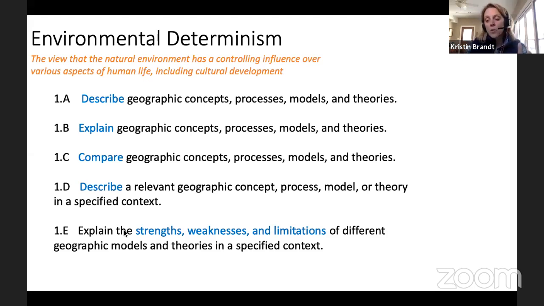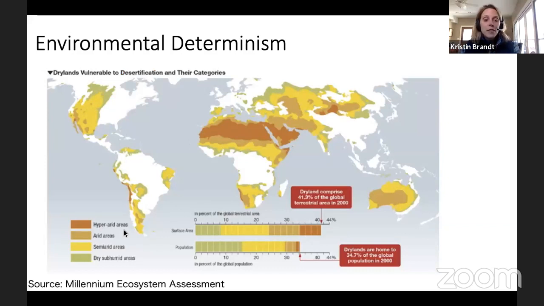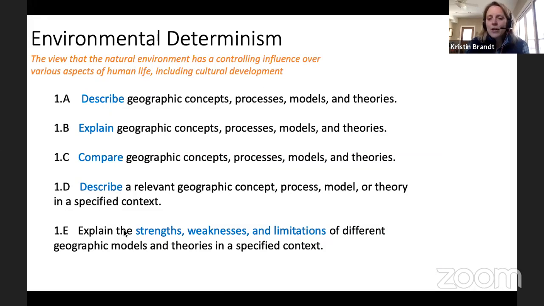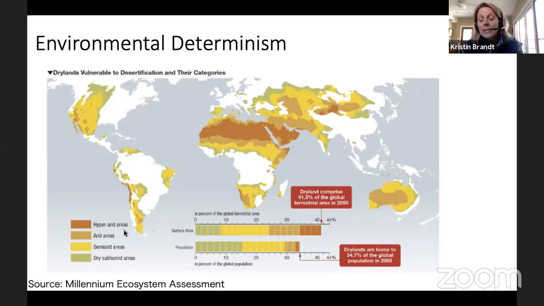So when you think about that word, maybe you might think about desertification. Okay, and so we look at these dry areas and I always tell my students it's determined, right? That controlling influence. So the reality is that land is dry.